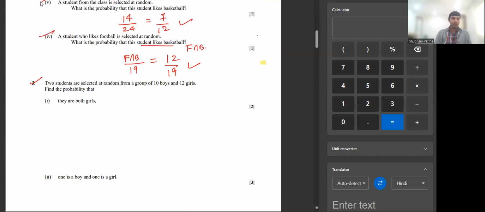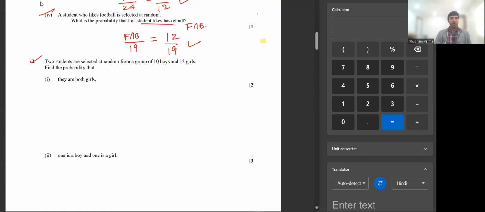Okay, next one. Two students are selected at random from a group of 10 boys and 2 girls. Find the probability that they both are girls. So the total number of students is how many? 22. 10 plus 12 is 22. Okay. Now both are girls.